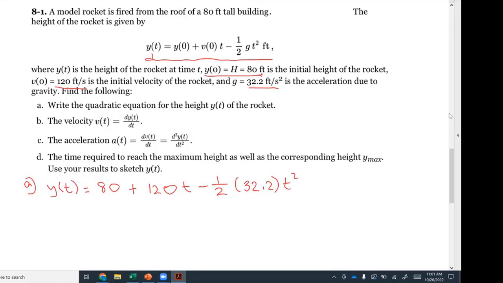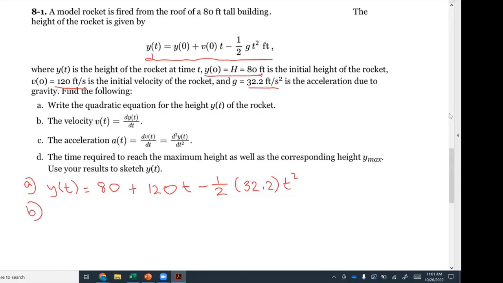So everything now is in feet, which is good because this is supposedly the height of the rocket, so it should be in distance units. We wrote the quadratic equation for the height. We could also write it in standard form by just reversing everything, but I'll leave it like that for now.